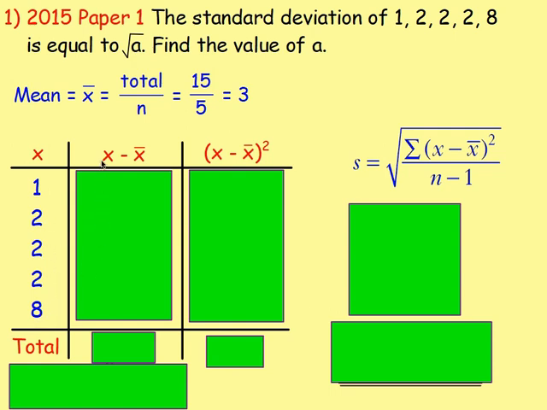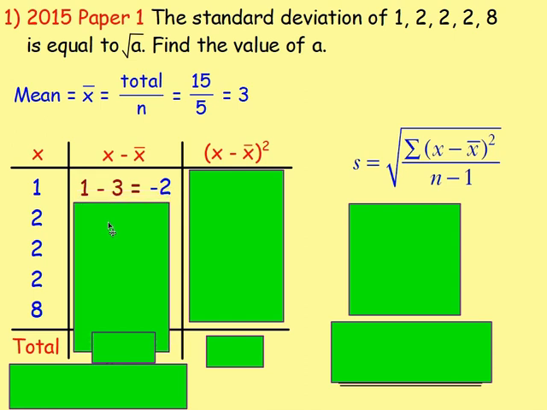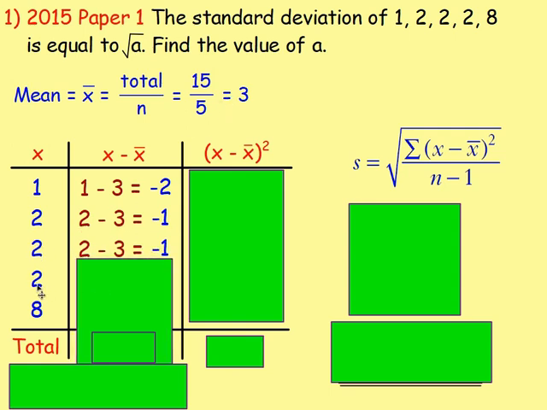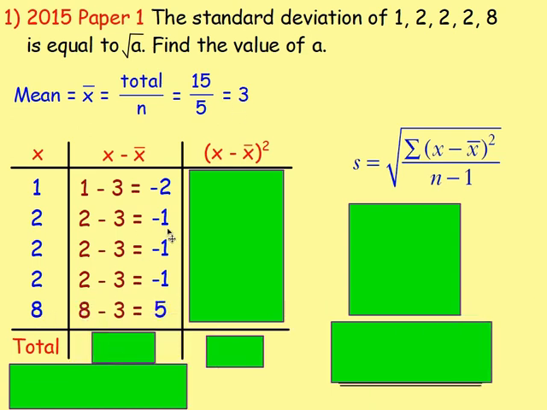Then you work out X take away X bar, so take away the mean. You work out 1 take away 3, which is negative 2. As I said in the standard deviation lesson, you don't need to write down 1 take away 3. That's just me showing you where the negative 2 comes from. After that you do 2 take away 3, then another 2 take away 3, and another 2 take away 3. You're just taking away the mean from each of these numbers. And then it's 8 take away 3. So you end up with negative 2, negative 1, negative 1, negative 1 and 5.